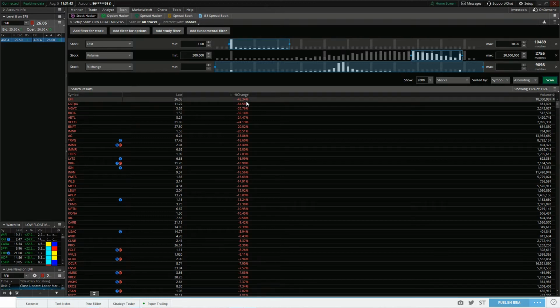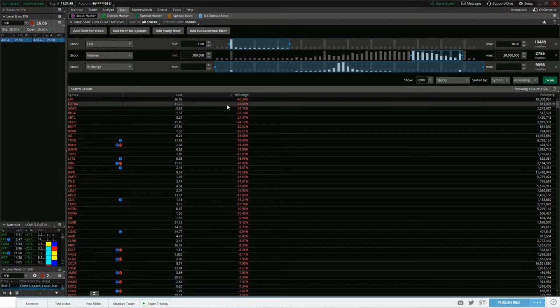Now, the advantage of trading low float stocks is the moves are more volatile. So you're going to get these big, huge changes.